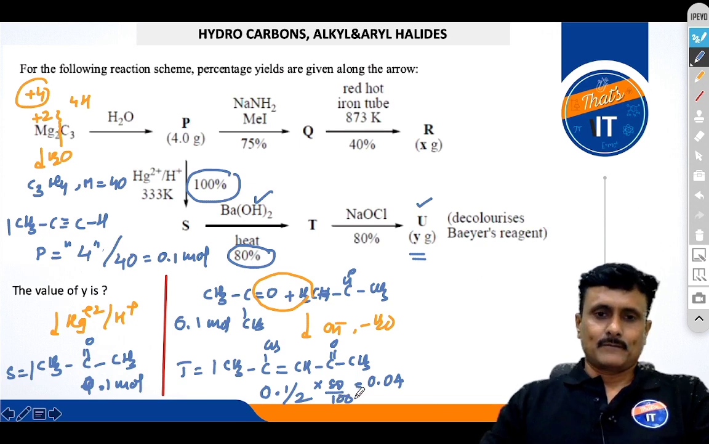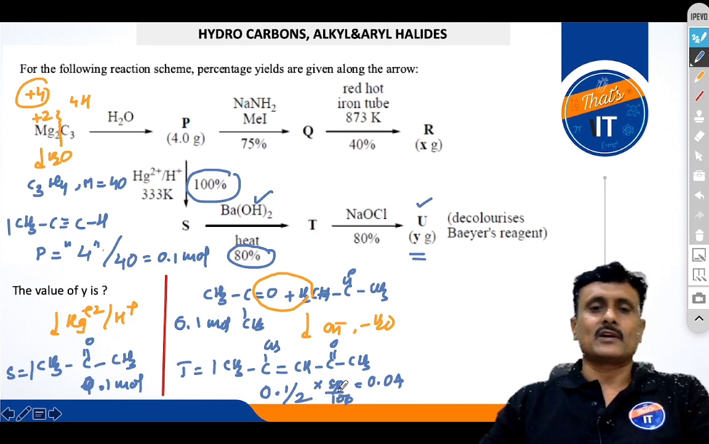If I am right, isn't it? You can see that, alright. So this value is 0.8, 0.4 and this is 0.04, isn't it? Now you can see that this T is subjected to chloroform reaction.